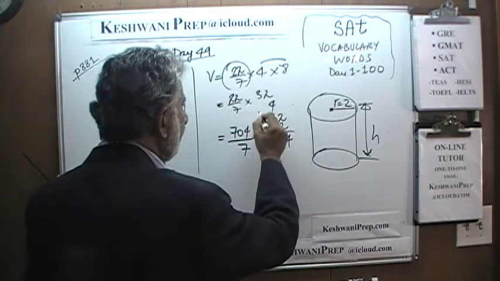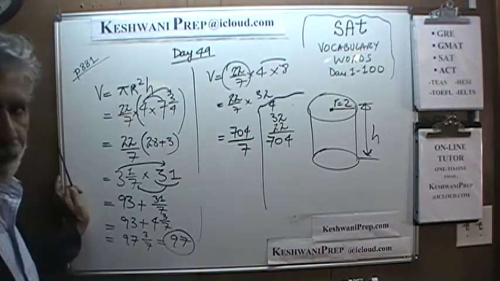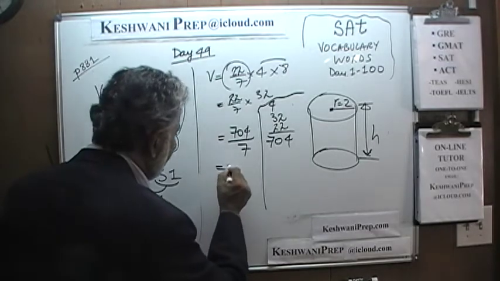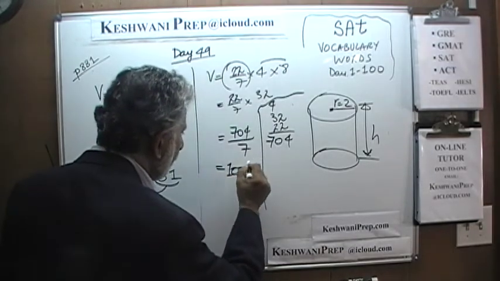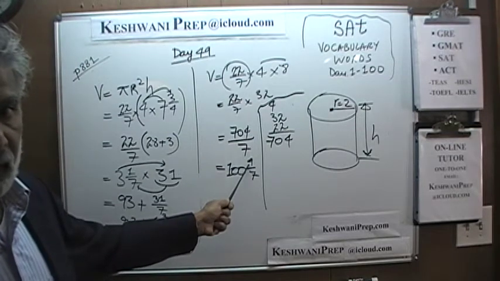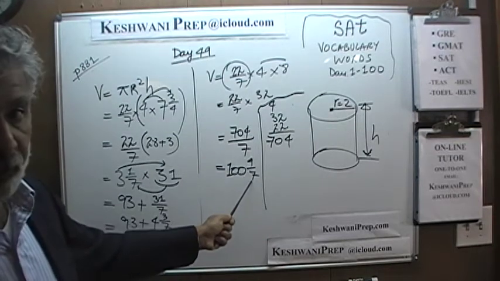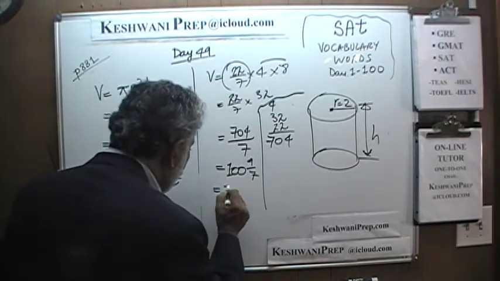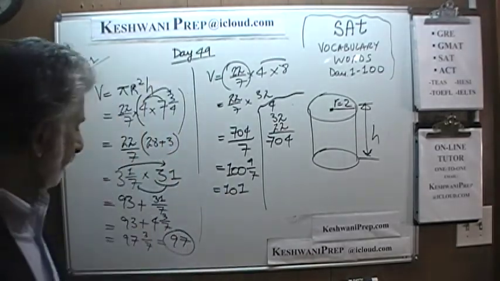Let's keep this separate. You understand? 700 over 7 is just 100. So it's just going to be 100 and then 4/7. Again, because 4 is more than 3.5, 4/7 is more than half. Because it's more than half, we're going to have to round it up to 101. There we go. We're done.